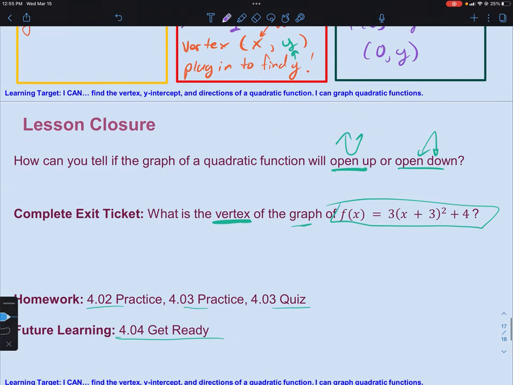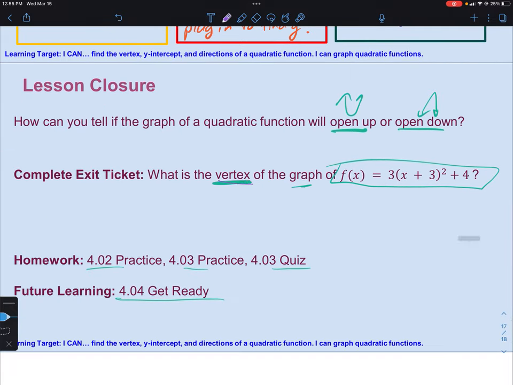And then our exit ticket right here says, what is the vertex of the graph of this function? This one is in vertex form. So I can change the sign of that 3 and make it negative and then keep the 4. And that will be our vertex.